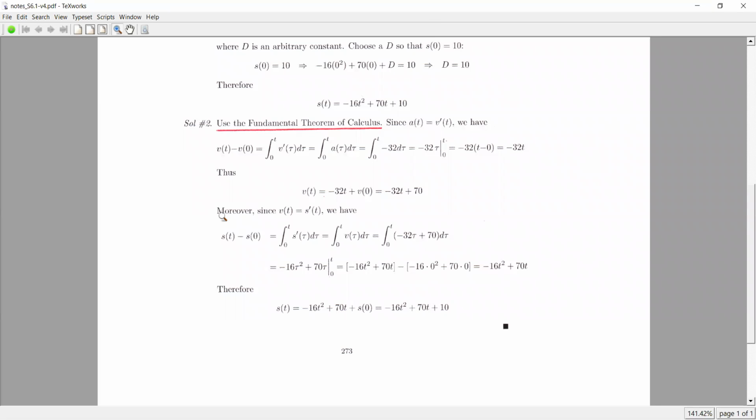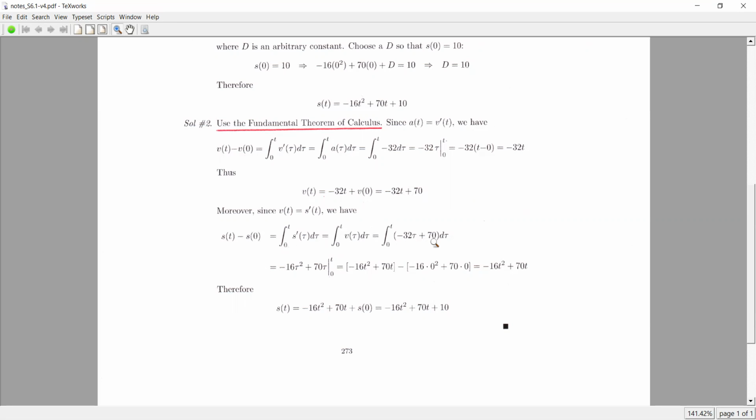To find the position function, I start with this equation. The derivative of position is velocity. Take the integral from 0 to t on both sides of this equation. Then I have this equation. By the fundamental theorem, this integral is equal to this. Plug in this result for v, then I have this equation.